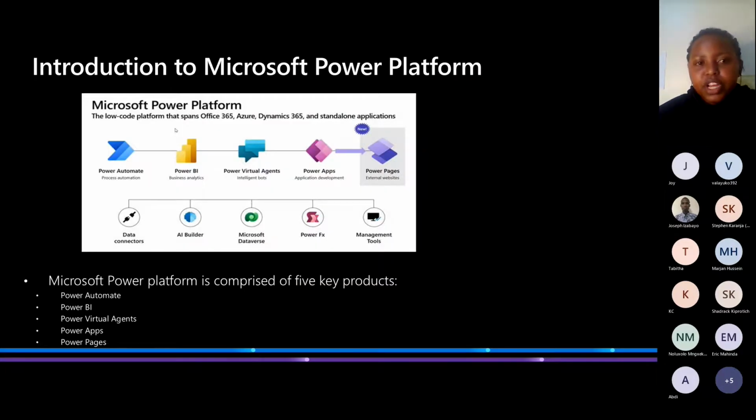An introduction to Microsoft Power Platform. What does it entail? Power Platform is comprised of 5 key products. That includes Power Automate, Power BI, that is Power Business Intelligence, Power Virtual Agents, Power Apps, and Power Pages. Power Pages was recently introduced, and I'll be glad to walk you through it.